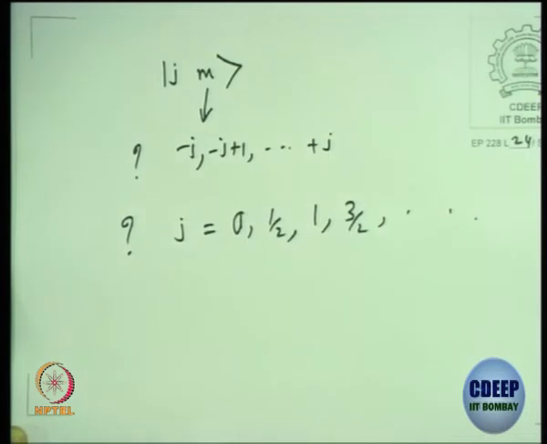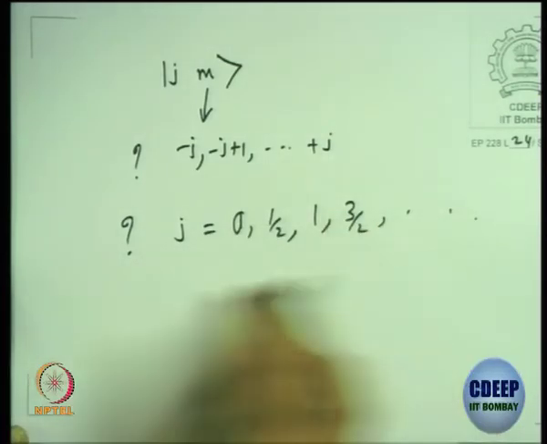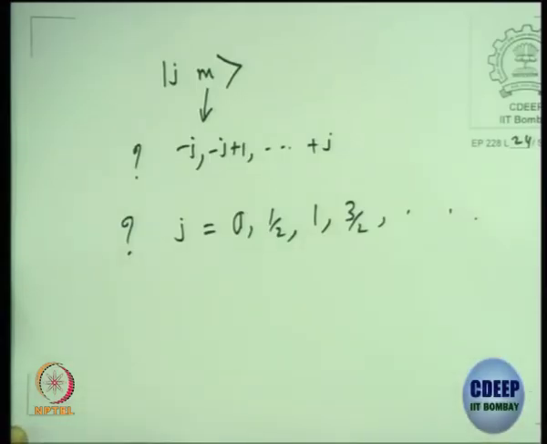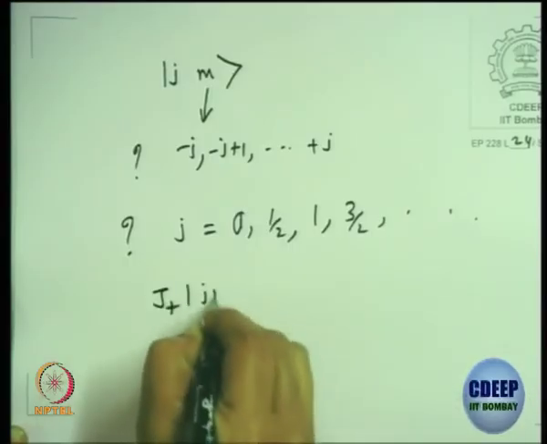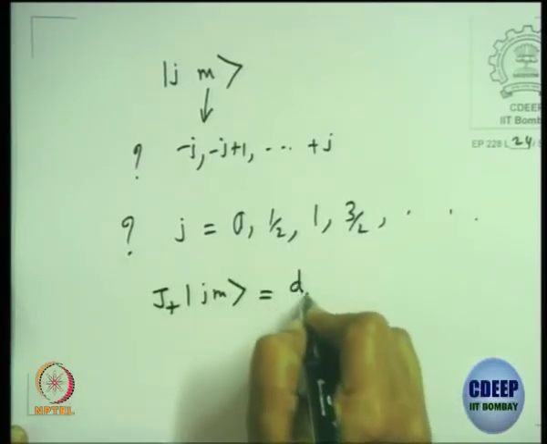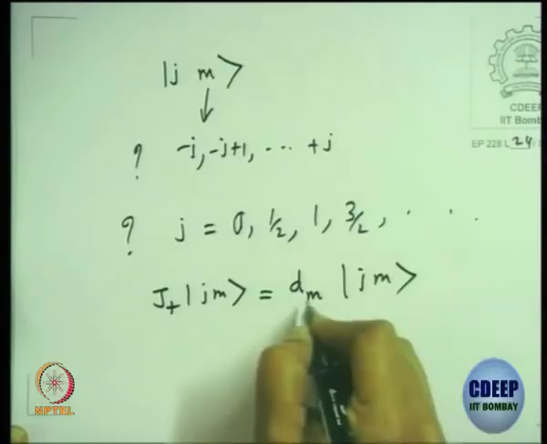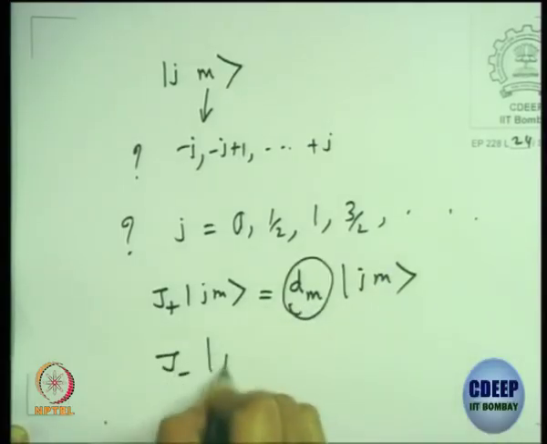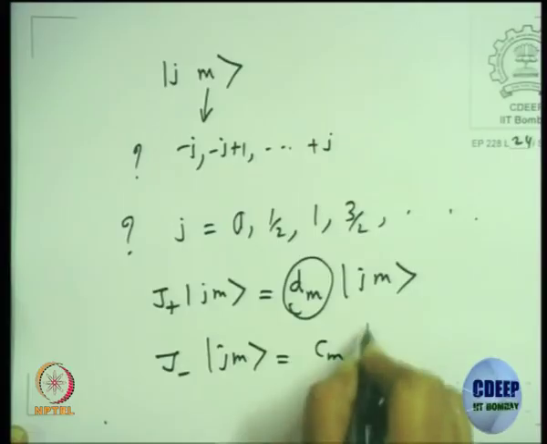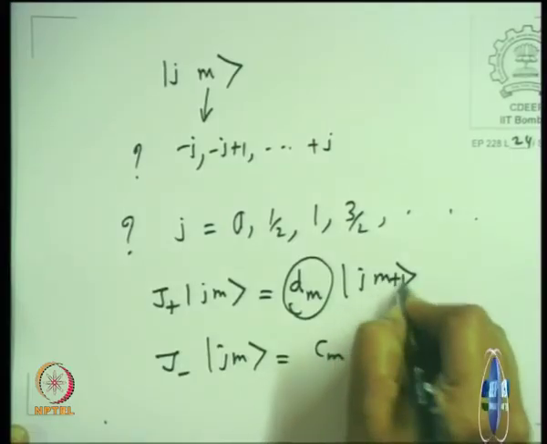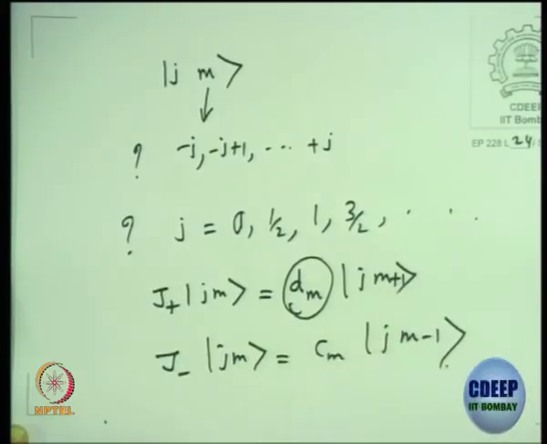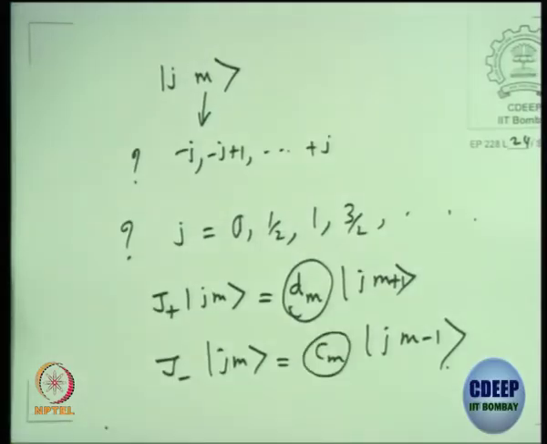In the orbital angular momentum in hydrogen atom, it was only integers. Now we have to naturally see whether we can get half odd integers. This is also to be figured out. What else? I need to also figure out J+ on |j,m> as some d_m on |j,m+1>. What is this d_m? J- on |j,m> is some C_m on |j,m-1>. Sorry, this is m plus 1, m minus 1. I need to figure this out also. Some of these things have not been fixed as of now. So we need to fix this.